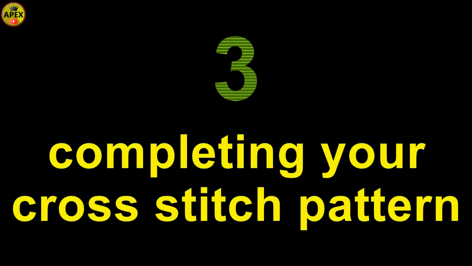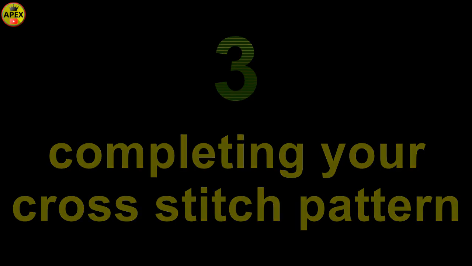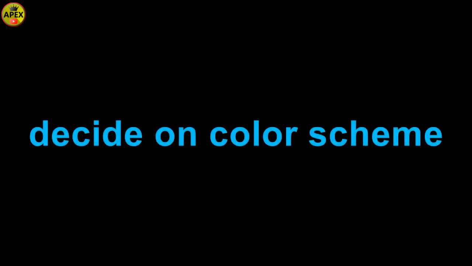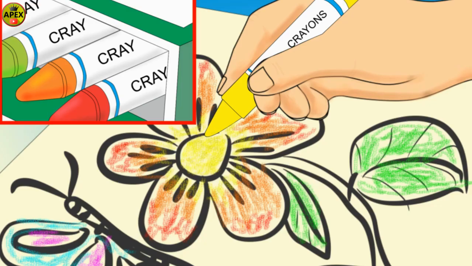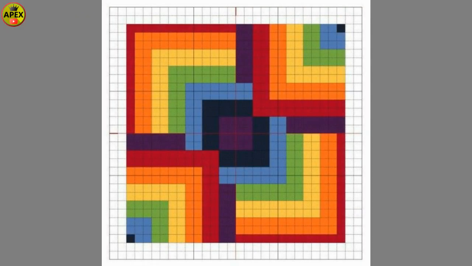3. Completing your cross-stitch pattern. Decide on a color scheme. You can use the same colors as the original image, or invent your own color scheme. Gather the colored pencils or markers that you will need to complete your cross-stitch pattern. For example, if you want to fill in a rainbow design, then you would need red, orange, yellow, blue, green, and purple. For a cluster of balloons in primary colors, you could just use red, blue, and yellow.